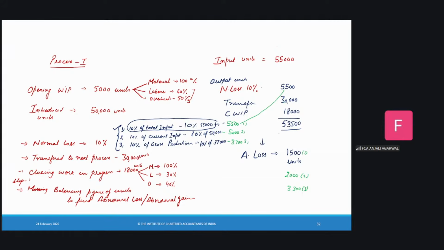5,000 plus 30, 35, and 18, 53. So if 53,000 is the total units produced, abnormal loss would be 2,000. And if I write here 3,700, 3,700 plus 30,000 plus 18,000, so it is 51,700, which means abnormal loss of 3,300. So the balancing figure will change accordingly.